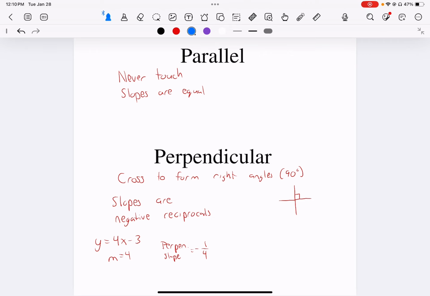And the symbol for parallel lines is two lines that look like they're parallel, like a slanted equal sign, and the symbol for perpendicular is an upside down T.